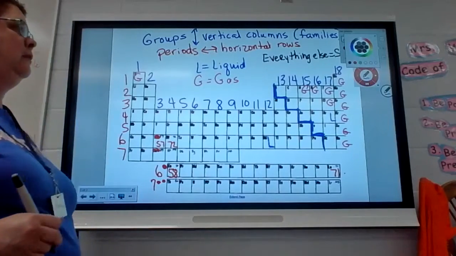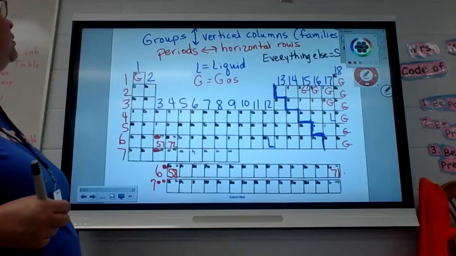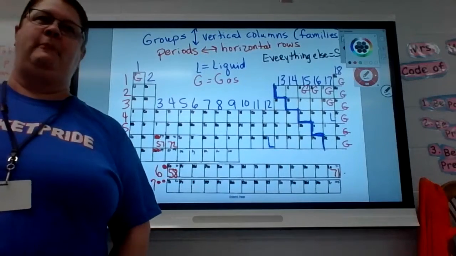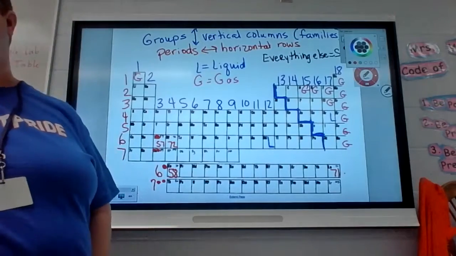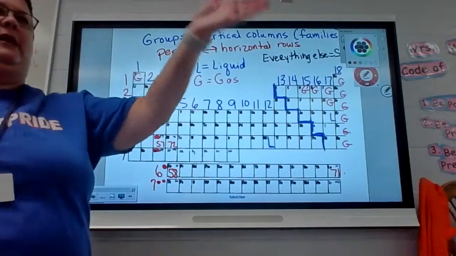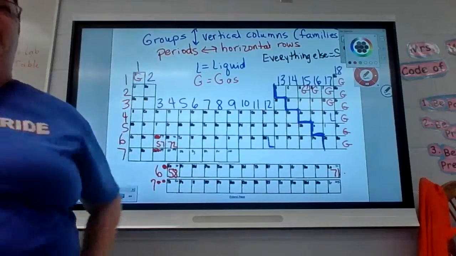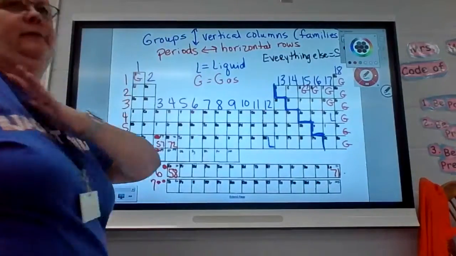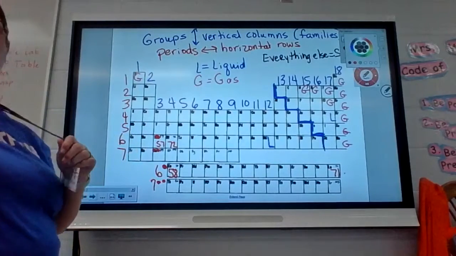Now, types of elements are metals, nonmetals, and metalloids. This is where you did the blue, green, orange, and yellow. Everybody got what they need? What are we waiting on, Urelli?